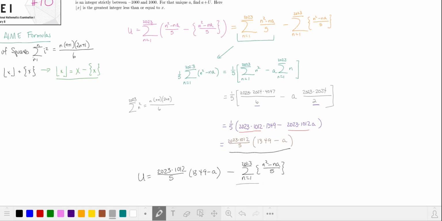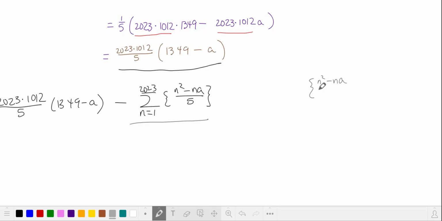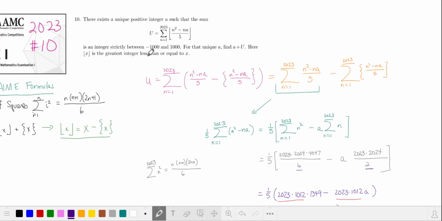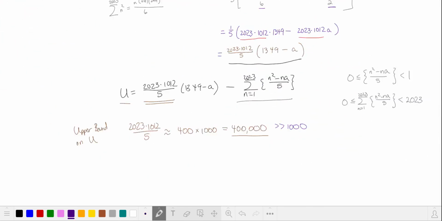So now let's take a closer look at this second term. The fractional part of any number is going to be between 0 and 1. If we take the sum of 2023 of these, we're going to get a number somewhere between 0 and 2023. So to find the upper bound on u, we can let this fractional part be equal to 0. And let's approximate this fraction. This is approximately 400,000, and in our problem statement, we want this sum to be between negative and positive 1,000, which is way too big.